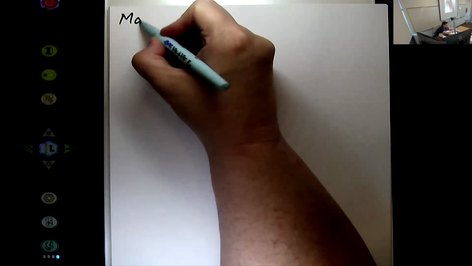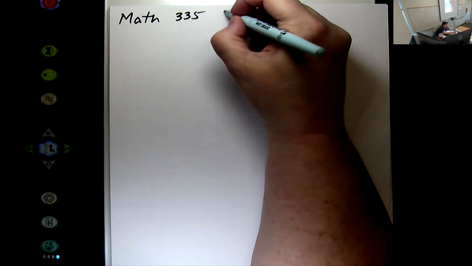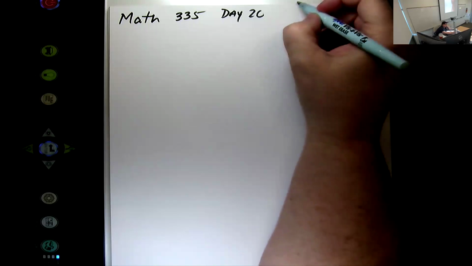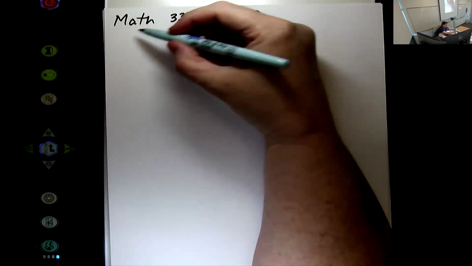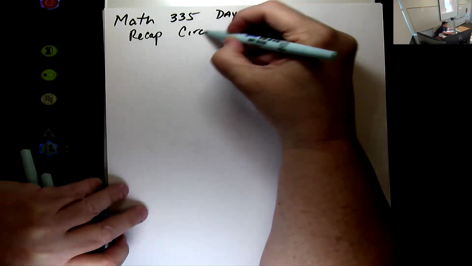So let's touch there real quick. As a reminder, oh, I gotta go through my spiel. Are we on the big day 20? Yeah. Gosh, that means we're running out of time, folks. Let's recap circles.